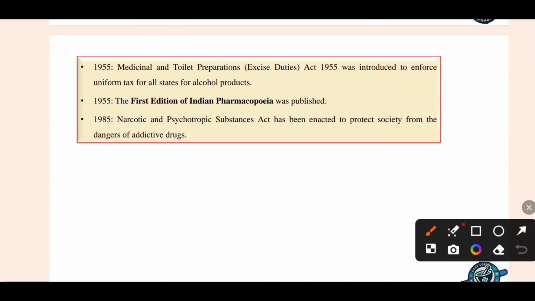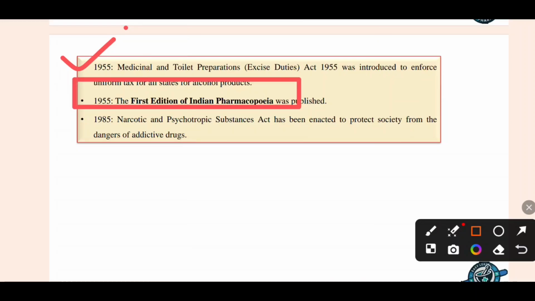In 1955, the Medicinal and Toilet Preparations Act was established. What is the importance of this Act? It enforces a uniform tax across all states for alcohol products. That's why the Medicinal and Toilet Preparations Act was established. Clear? And in 1955, the first edition of the Indian Pharmacopoeia was published.